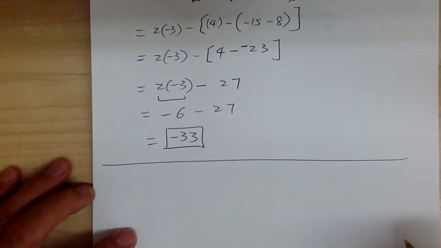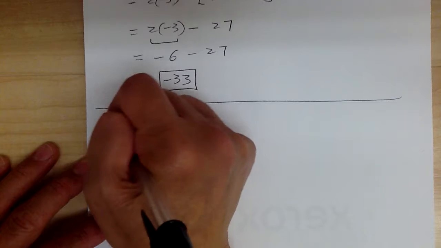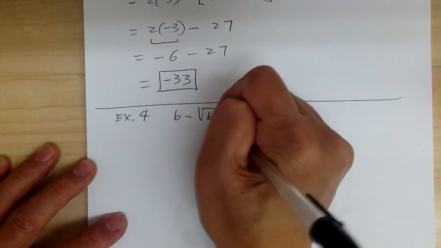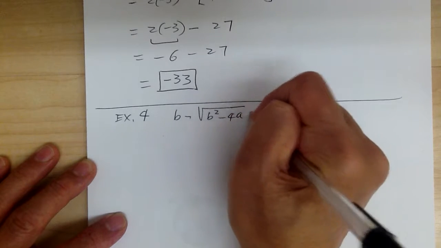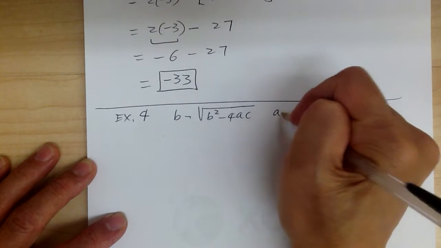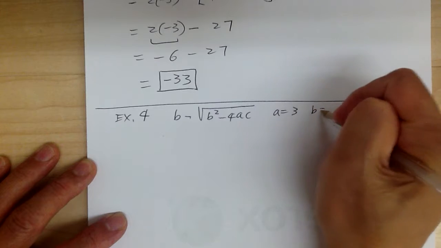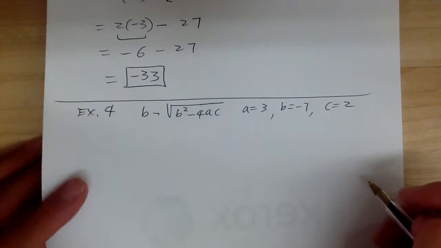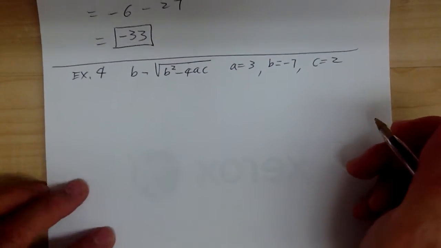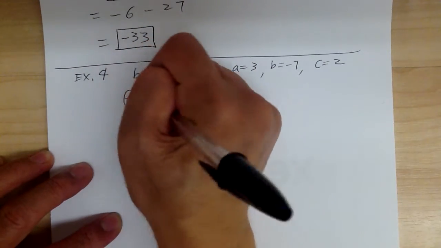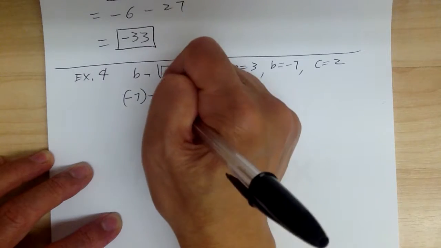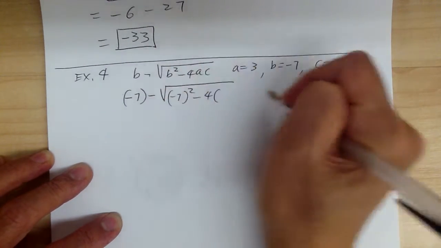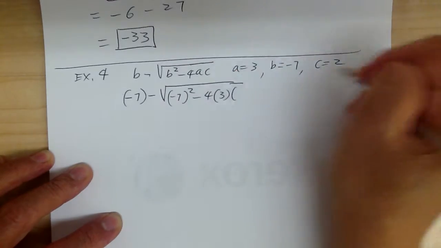Okay, let's go to example 4. Example 4, you have b minus square root of b squared minus 4ac, and it tells you that a equals 3, b equals negative 7, and c equals 2. Okay? So again, first you substitute, so you're going to get negative 7. Again, whatever you substitute, put in parentheses. And so you got negative 7 squared minus 4, a is 3, c is 2.